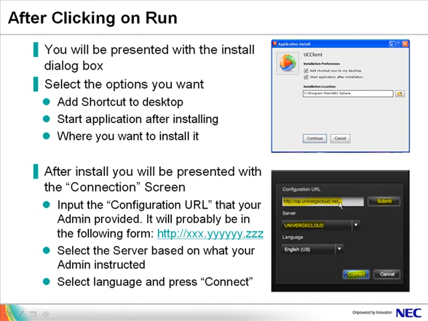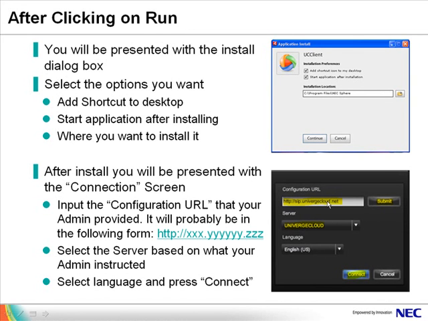This is where you'll input the URL address specified by your administrator. In this case, it's http://sip.univergecloud.net, and you press the Submit. Once you press the Submit, the servers will come up, and you'll select the server that you were instructed to do so by your administrator.